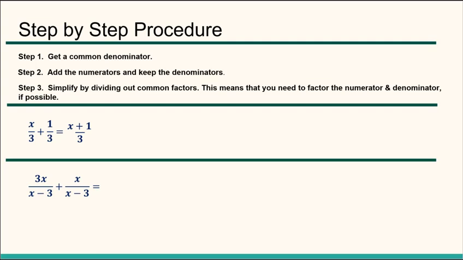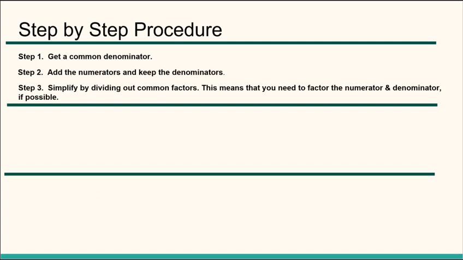We have 3x over x minus 3 plus x over x minus 3. Step 1, get a common denominator. Done. Then, step 2, add the numerators. 3x plus x. Keep that same denominator, add the tops, 4x. Do they factor? No. You know what? I'm done. Let's do some more of these.